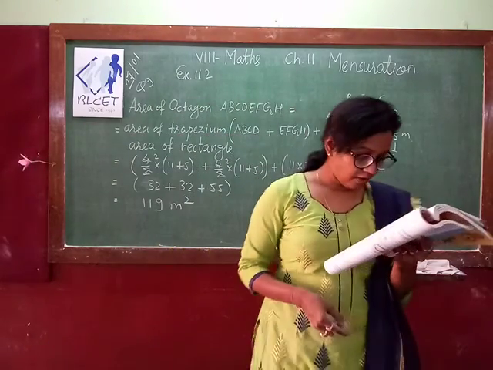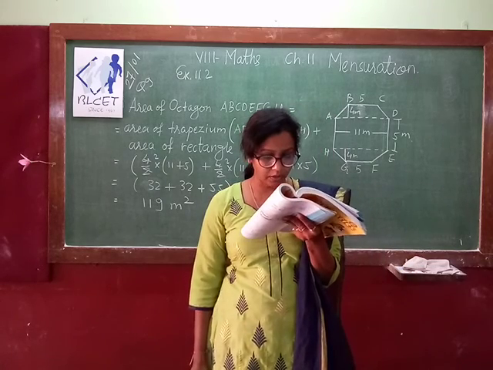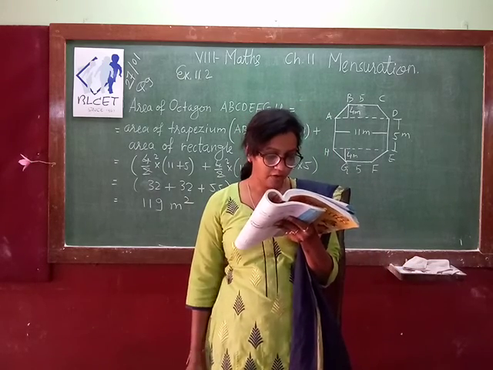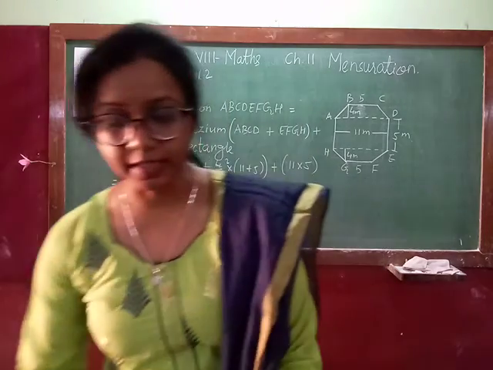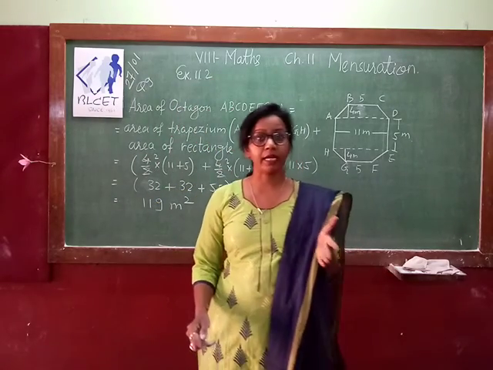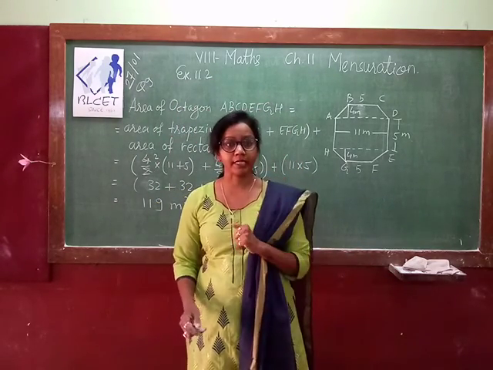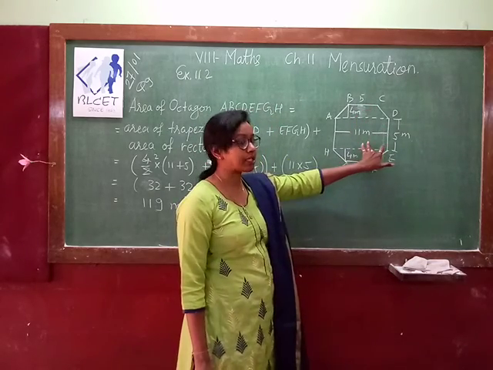The top surface of a raised platform is in the shape of an octagon, a regular octagon as shown in the figure. Find the area of the octagonal surface. So regular octagon means what? Each and every line segment has the same measurement. So this is the information which is given in your textbook.